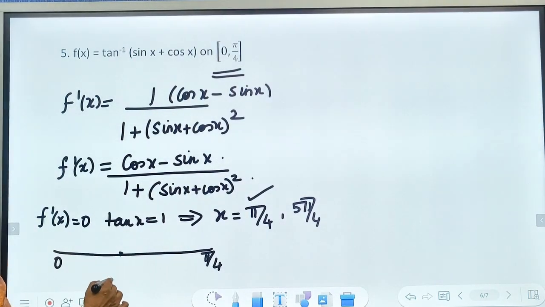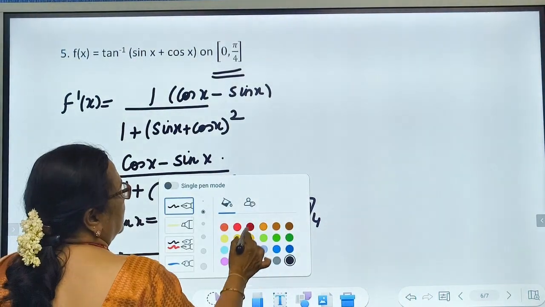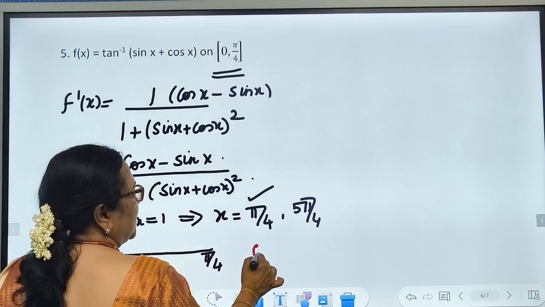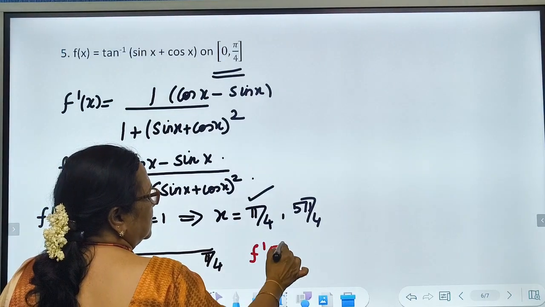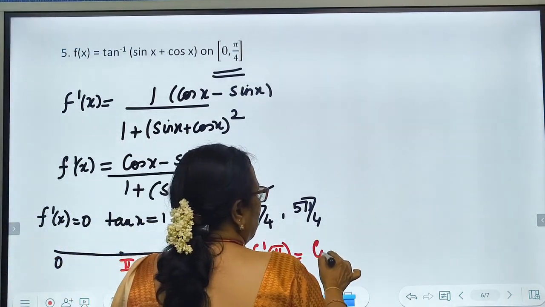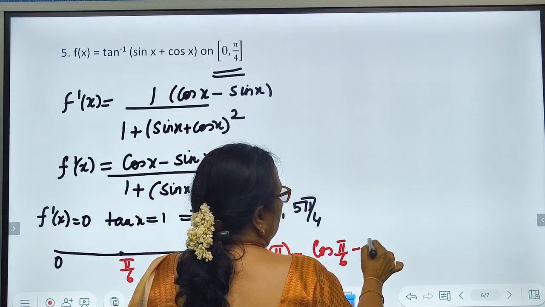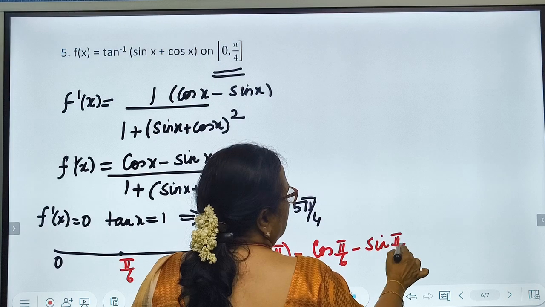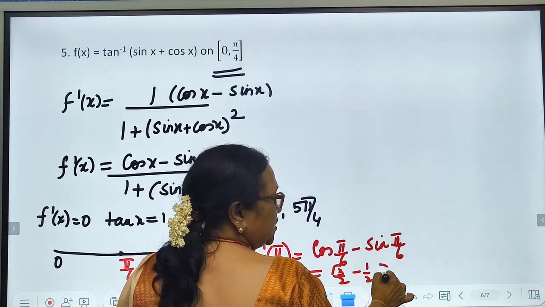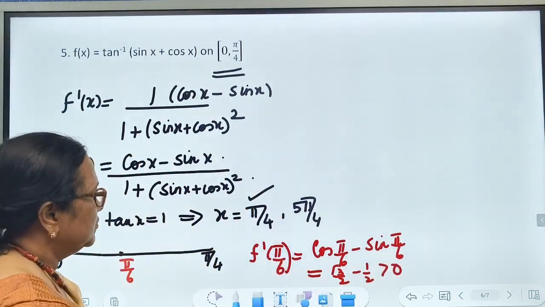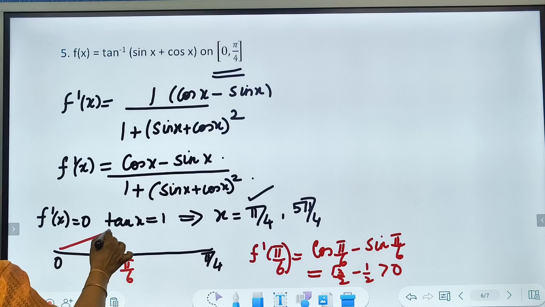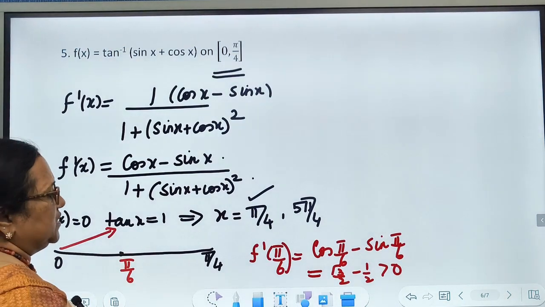let me look at a point here. Let me choose pi by 6. What is f dash of pi by 6? f dash of pi by 6 will be cos pi by 6 minus sin pi by 6. Cos 30 is root 3 by 2 minus half, which is greater than 0. So it is positive. So f dash of pi by 6 is positive. So the function is increasing.